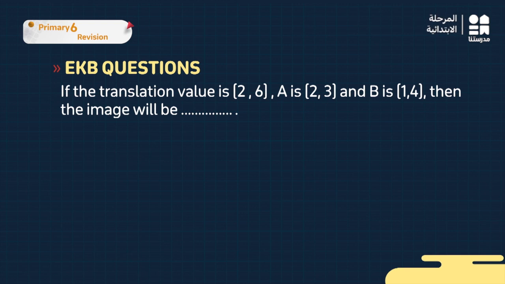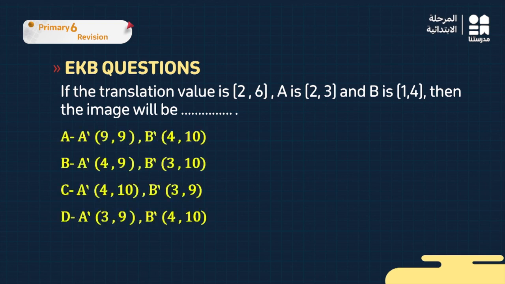Point plus translation, so I can write it as 2 plus 2 equals 4, and 3 plus 6 equals 9. So the image of A, A dash, which is the image of A, is supposed to be (4, 9). In my choices I have 4 and 9. Here this is my first choice, 4 and 9, but I have to be sure about the second point.